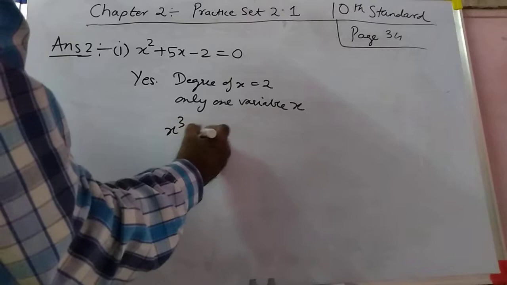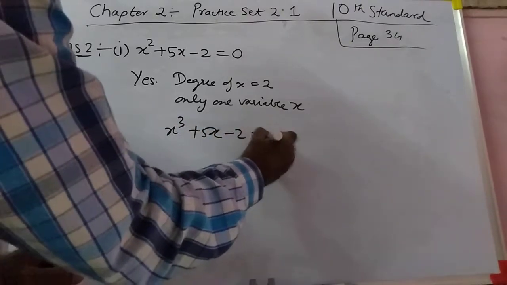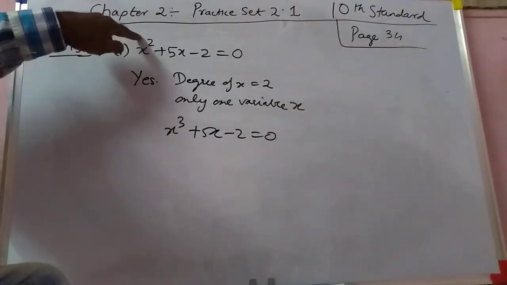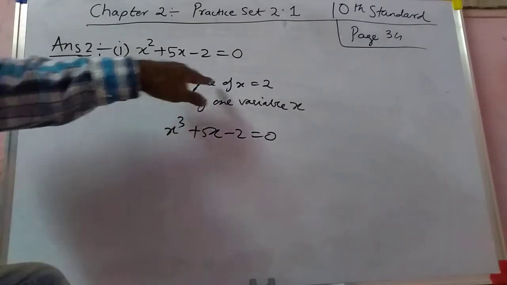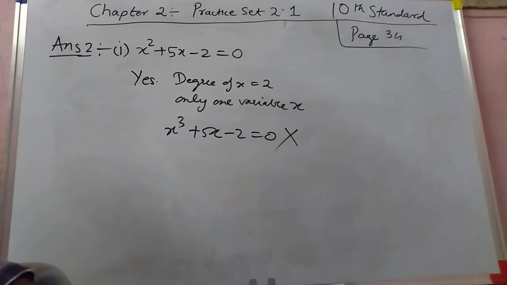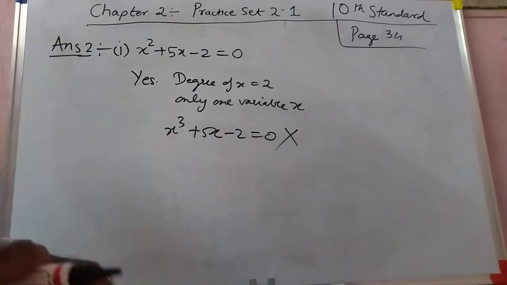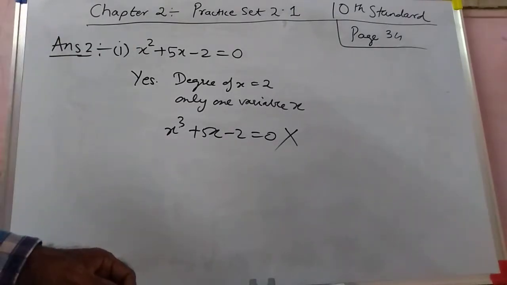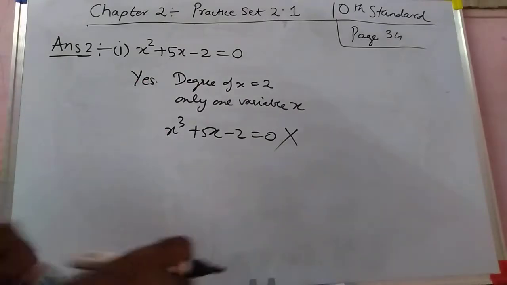x cube plus 5x minus 2 is equal to 0. Here power is 2. Power 2 है, यहाँ पे 3 है. So degree of x must be 2. So it is not quadratic. So this is the basic about which is quadratic and which is not quadratic. Okay.